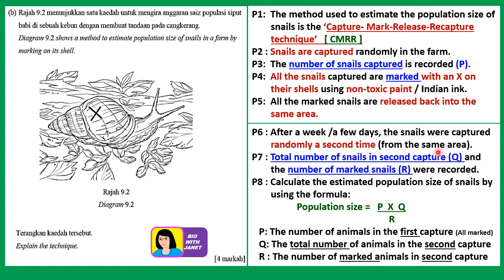Also, we must not just capture the snails that are marked. Just a random capture. That means you must capture any snails that you see, and don't care whether they are marked or not. So this is the second capture.